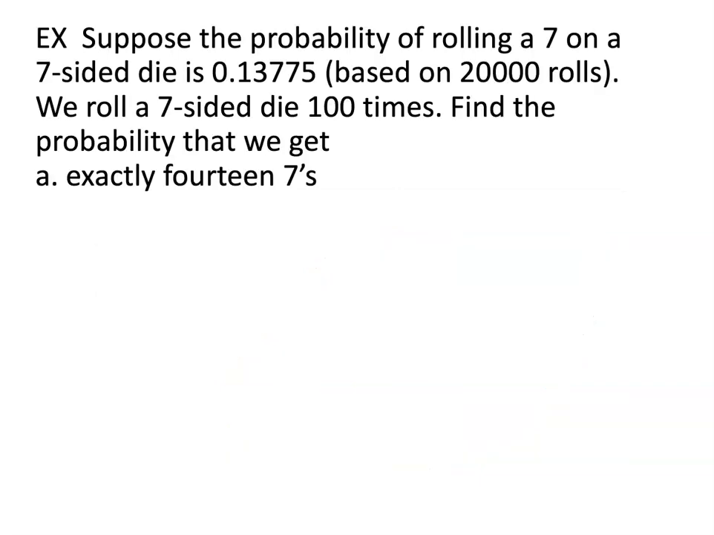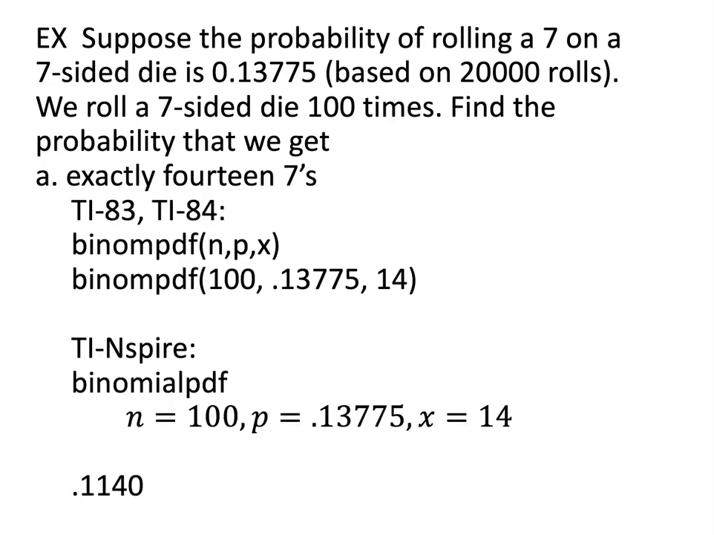Another example, suppose the probability of rolling a 7 on a 7-sided die is 0.13775. I know that's the answer based on 20,000 rolls. I actually rolled that die 20,000 times, believe it or not. We roll a 7-sided die 100 times. Find the probability that we get exactly 14 sevens.